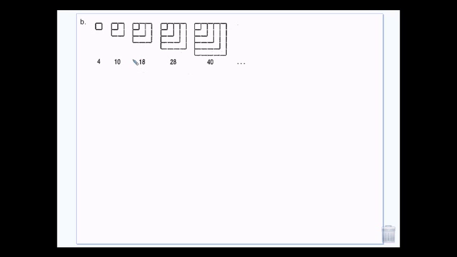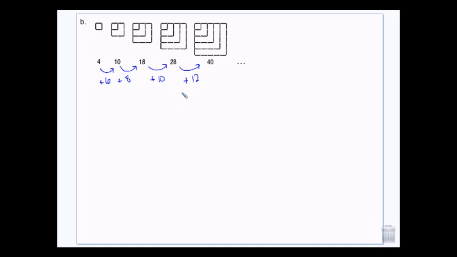So I need to find my pattern. My pattern is basically I'm adding another like piece, right, each time, but each piece is made up of a certain number of dashes. To go from 4 to 10, I added 6. To go from 10 to 18, I add 8. 18 to 28, 28 to 40. Okay, so what's my pattern?